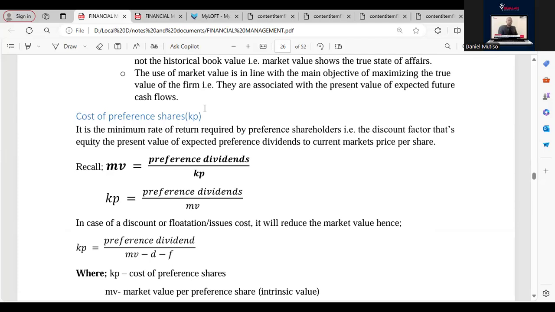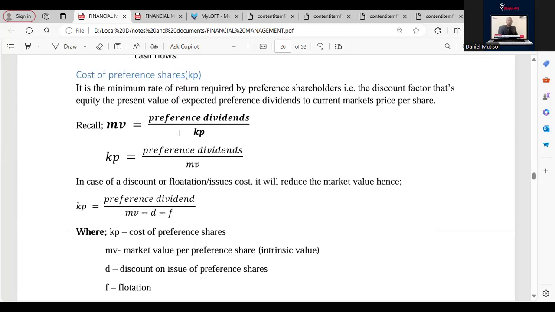So how do we normally get those market values? We normally take the preferred dividends, we divide by the cost. That is what we can recall when we are doing the valuation models. So the market value is equal to the preferred dividends divided by the cost of the preferred shares. But when you make the KP the subject, we are going to be getting it by taking the preferred dividends and dividing by the market values.